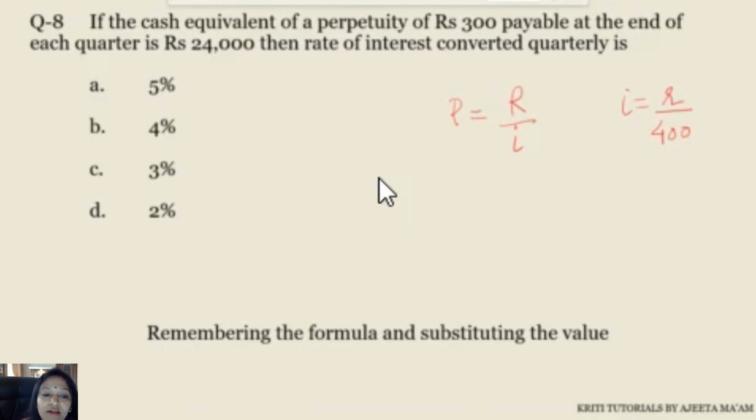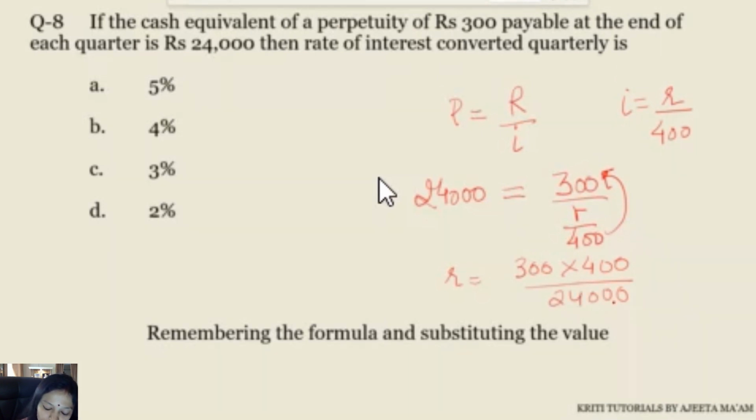You have been given that the perpetuity of rupees 300 payable at the end of each quarter is rupees 24,000. So what is your P? Your P, the total amount that you are getting, is 24,000, right? And then what are you getting? You are getting 300 rupees deposited, and i is R upon 400. So this 400 will go in the numerator. So you have to calculate R. What you have to do is simply calculate 300 into 400 upon 24,000.